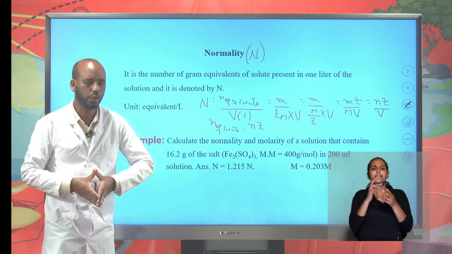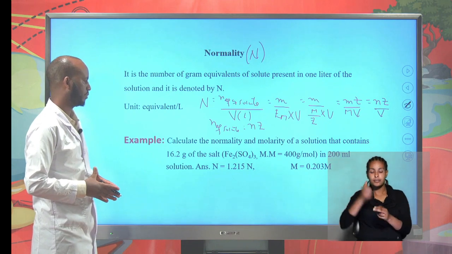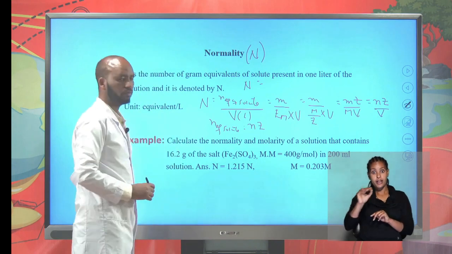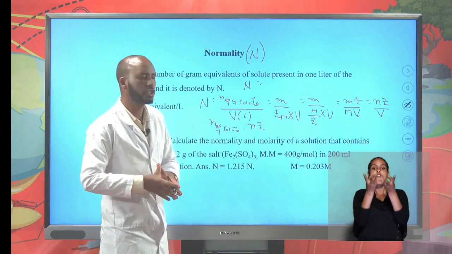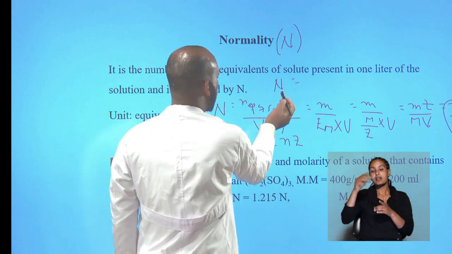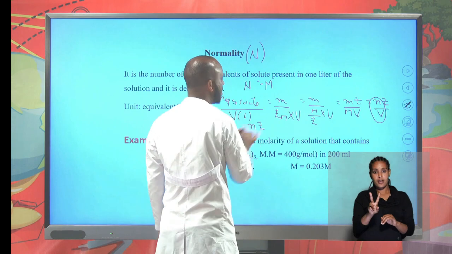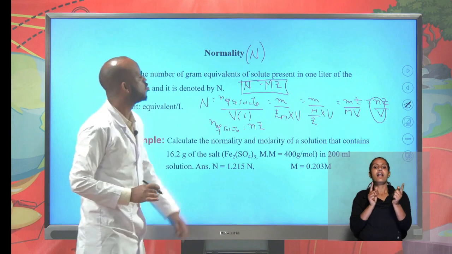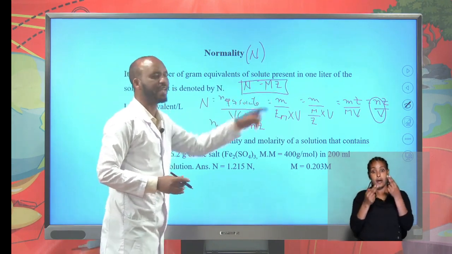What is the relation between normality and molarity? Normality equals number of moles of solute divided by volume, which is the molarity of the solution. Therefore, normality equals n divided by V, which is molarity, capital M, times Z of the solution. This is the relation between normality and molarity: normality equals molarity times Z.